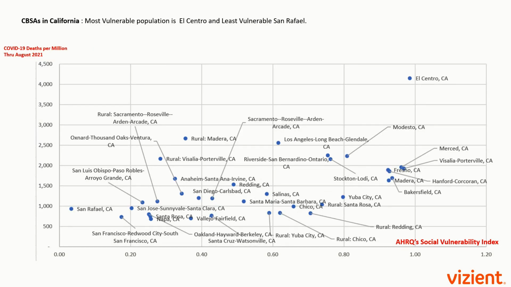Let's look at the largest state, same graph. These are the CBSAs. We see El Centro, California, most vulnerable, right there around the Mexico border, almost 4,500 deaths per million. And then we see San Rafael down here, a lot wealthier, much lower mortality. We see this trend right here.